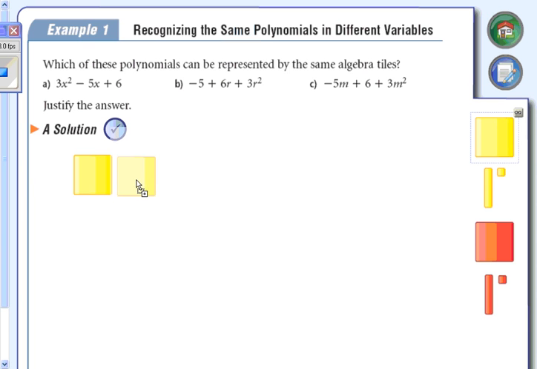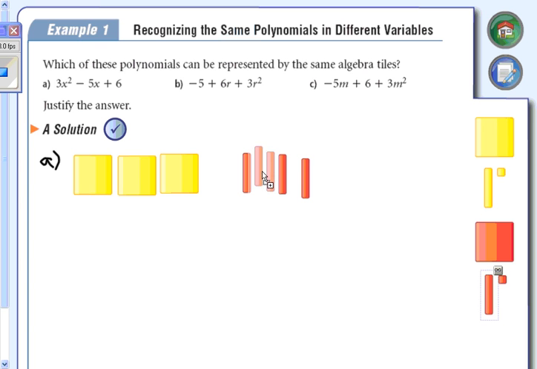And maybe I should label the fact that I'm doing A. There's my 3x squared, and let me label that as A so we know. Minus 5x's. Okay, I need minus 5. 1, 2, 3, 4, and then lastly 5. So there's my minus 5x's plus 6. Okay, 1, 2, 3, 4, 5, and lastly 6. Okay, so that's A. Now what about B?